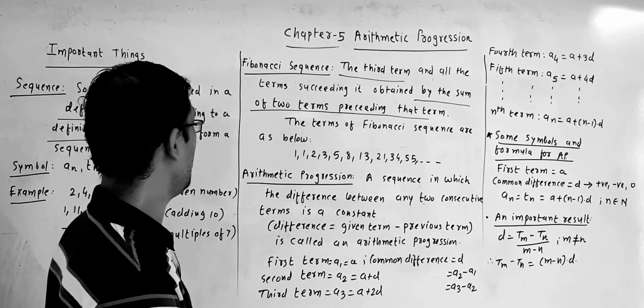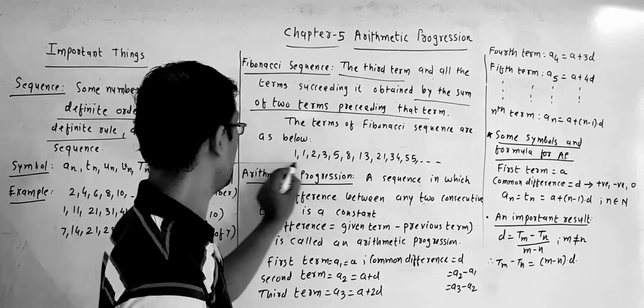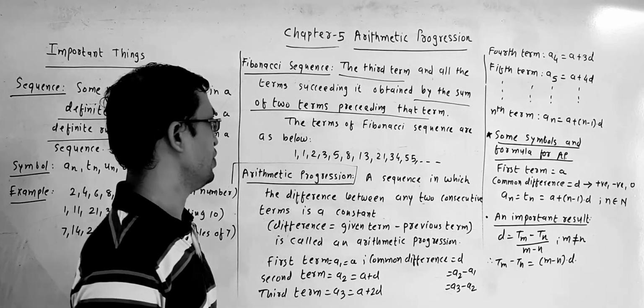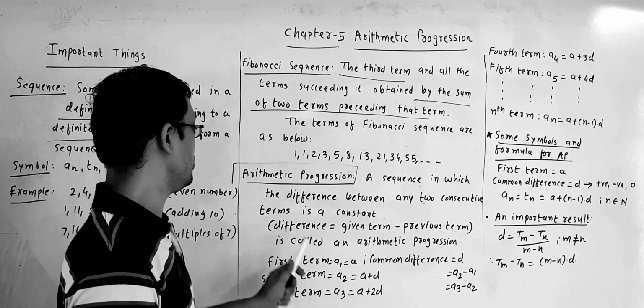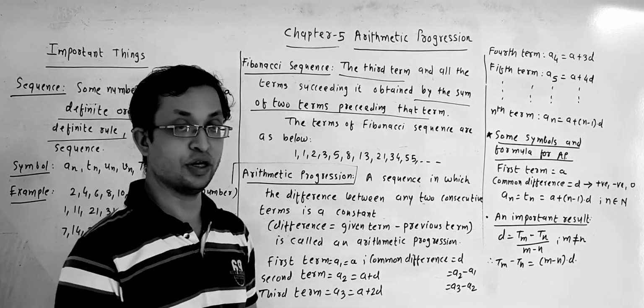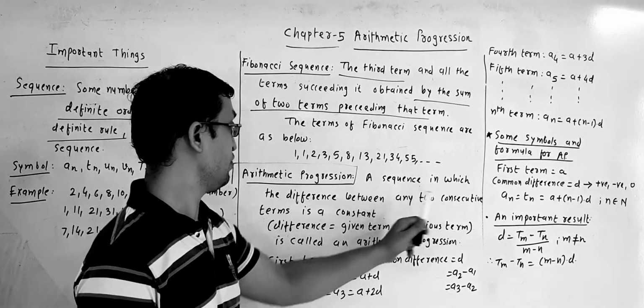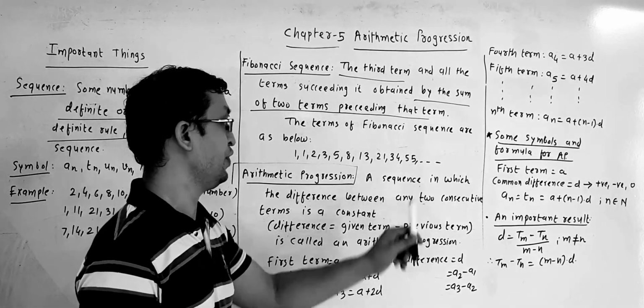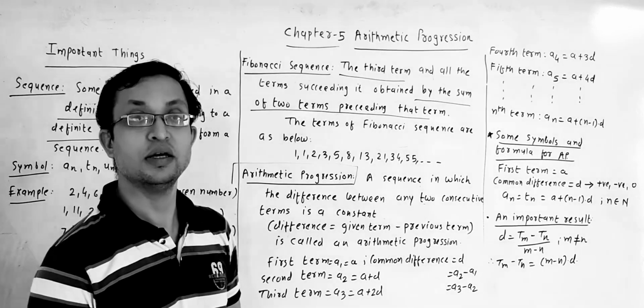Now the main part is arithmetic progression. What is an arithmetic progression? Keep in mind: a sequence in which the difference between any two consecutive terms is a constant.